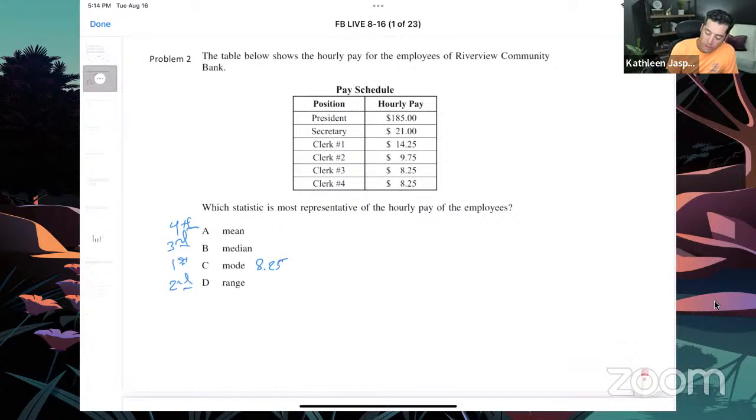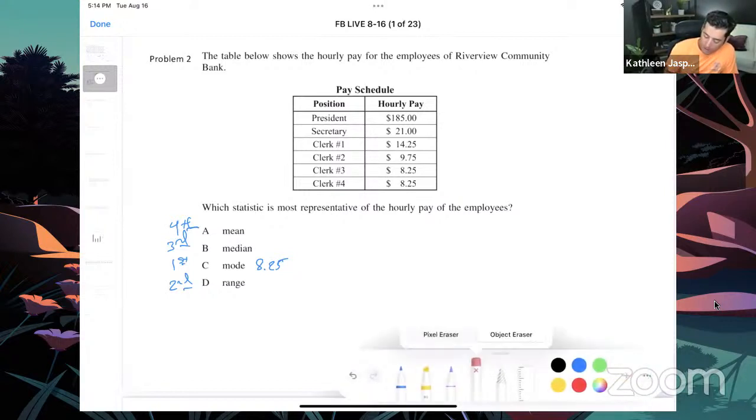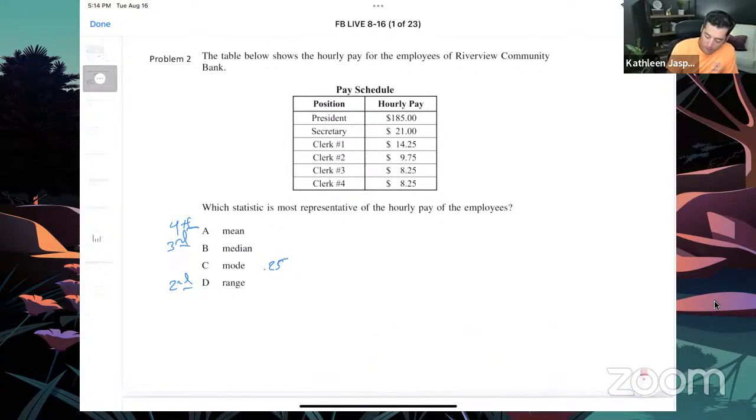And I look at 825 and I see those are the 2 bottom numbers. Is that representative of what you would get paid? Usually the top and the bottom numbers are never representative of what you would get paid as an hourly employee at this company, or just in general, right? That's why they're the highest and the lowest. So I'm going to go ahead and eliminate that.